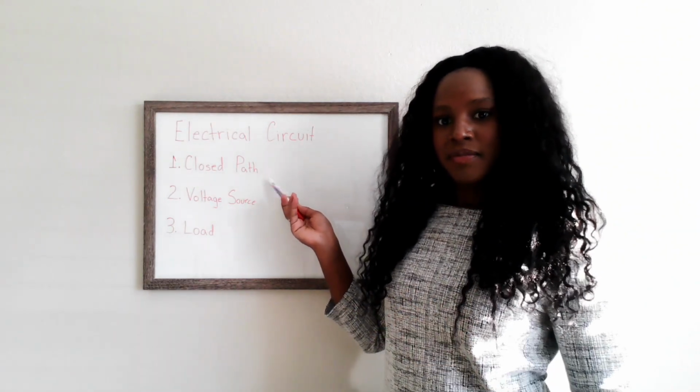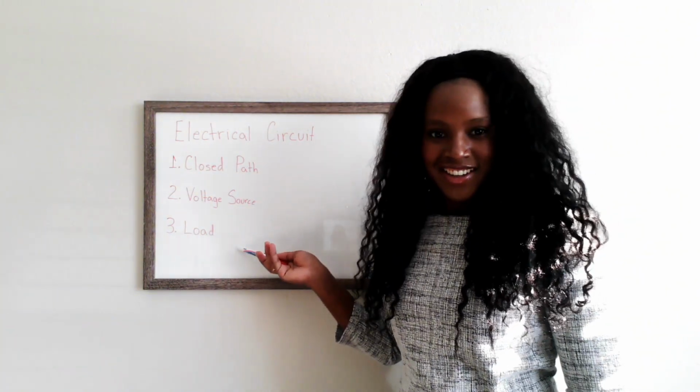An electrical circuit is a device that provides a path for electricity to flow so that a specific function can be performed. To build an electrical circuit, 3 conditions must be met. An electrical circuit needs a closed path, a voltage source, and a load.